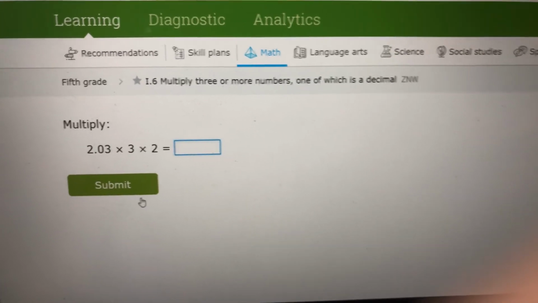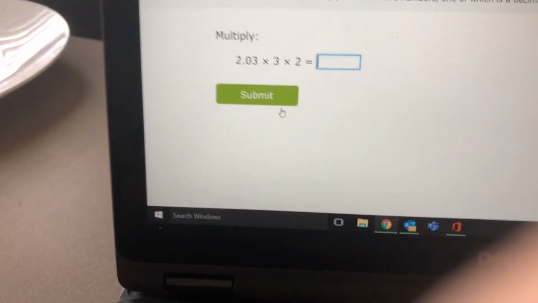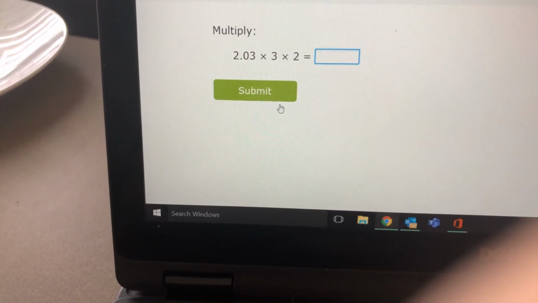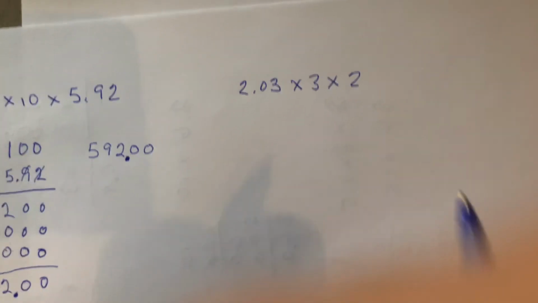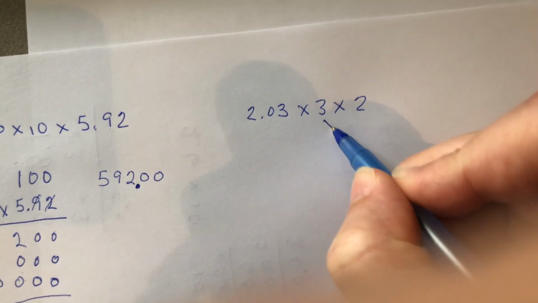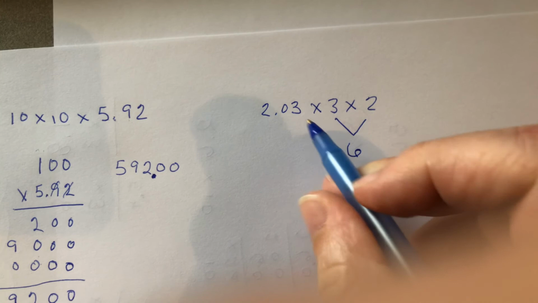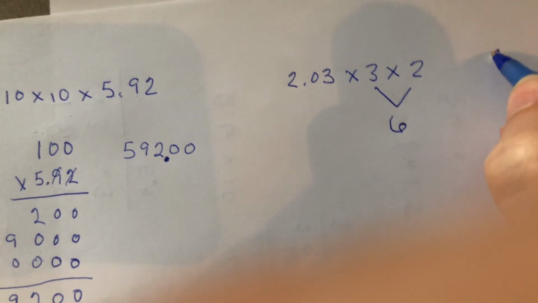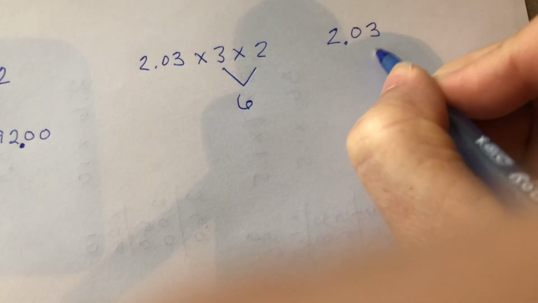Okay, let's do one more. So in this scenario, we've got 2.03 times 3 times 2. I like multiplying the whole numbers first, so I'm going to do that. 3 times 2 is 6. So I'm going to multiply 6 times 203. So I'm going to write 203 times 6.